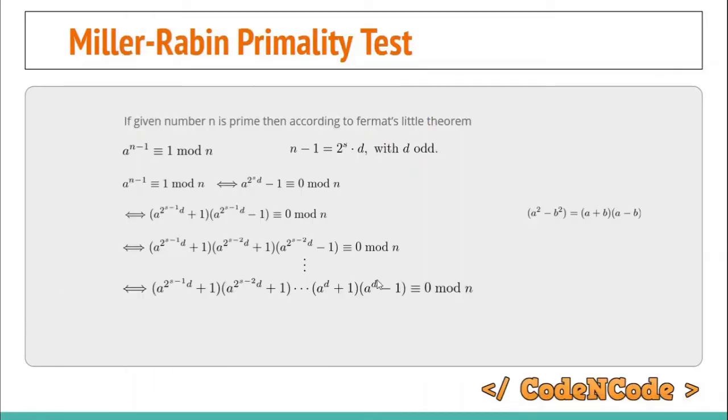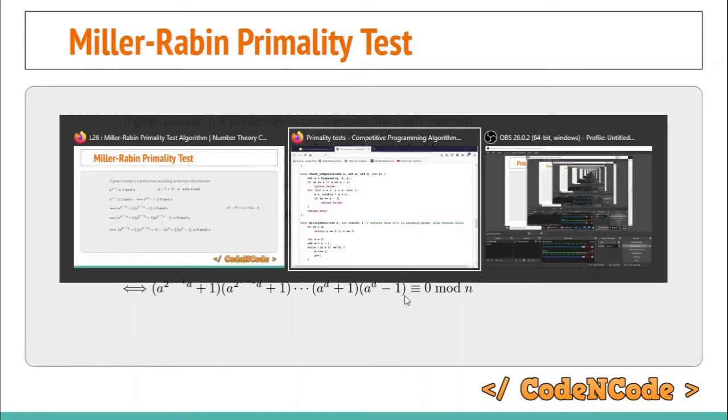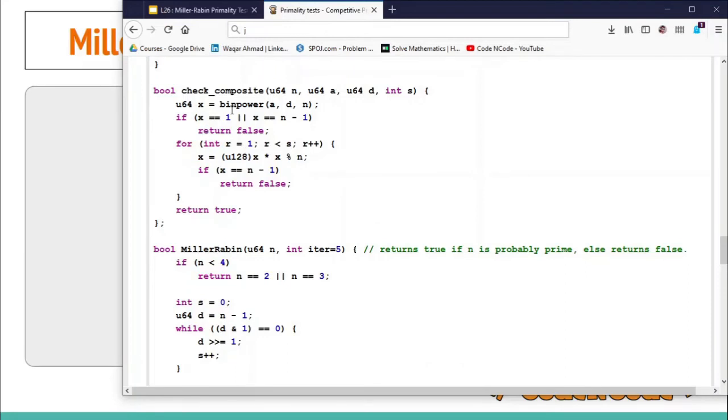Basically, if calculating a raised to power d comes out to be equal to 1, that means this is divisible by n, because a raised to power d modulo n is equal to 1, and 1 minus 1 would be 0. Either that or n minus 1. If a raised to power d modulo n is n minus 1, then n minus 1 plus 1 would be n, and n modulo n would be 0. So we are checking these two conditions in this statement. If a raised to power d modulo n equals 1 or n minus 1, then it divides one of these two, and that means it is not a composite number, and that is why we are returning false.